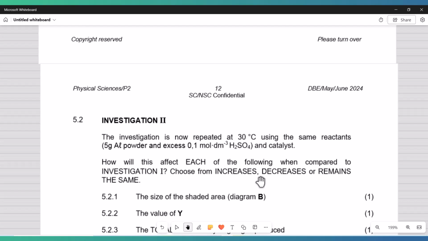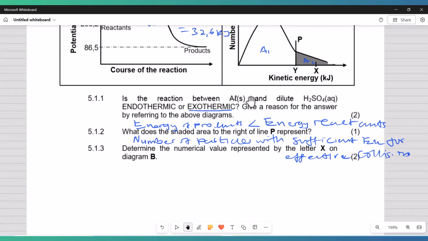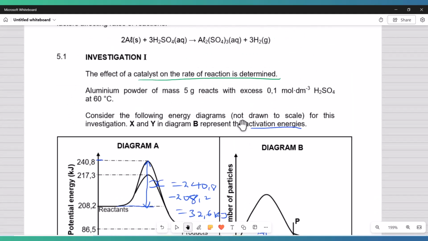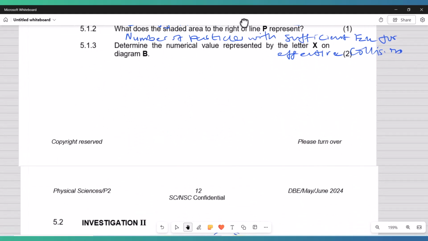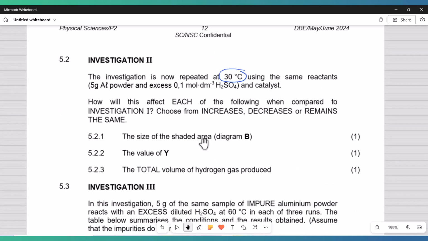So the difference here is that they're repeating it at 30 degrees Celsius. But look at our investigation 1. What was the temperature? The temperature in investigation 1 was 60 degrees. So now it means we are dealing with a lower temperature. So what do we expect? They said the investigation is now repeated at 30 degrees Celsius using the same reactants and the catalyst. Choose from increases, decreases, or remains the same.